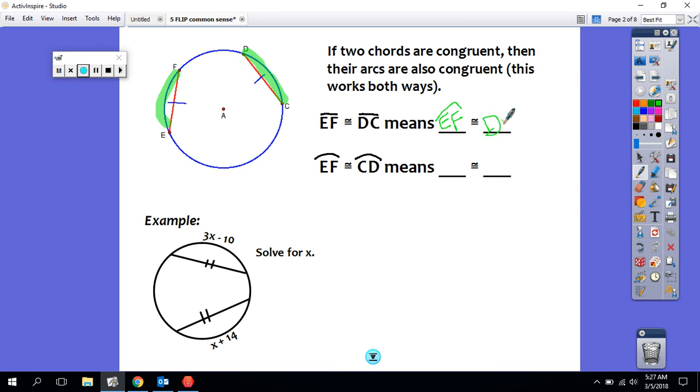And I'm writing with a mouse, y'all, so excuse the messiness. I'll try to do good. All right, and of course it does work both ways. So if we're given that arc EF is congruent to arc CD, then we would automatically know that chord EF is congruent to chord DC or CD.